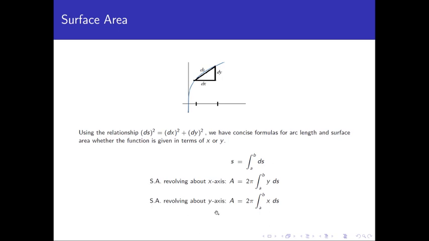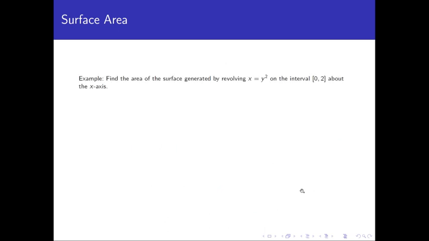Similarly, when we have the surface area for revolving around the y-axis, your radius becomes x rather than y, but your ds is the same. It's still a change in arc length. So again, these are concise formulas for remembering surface area.